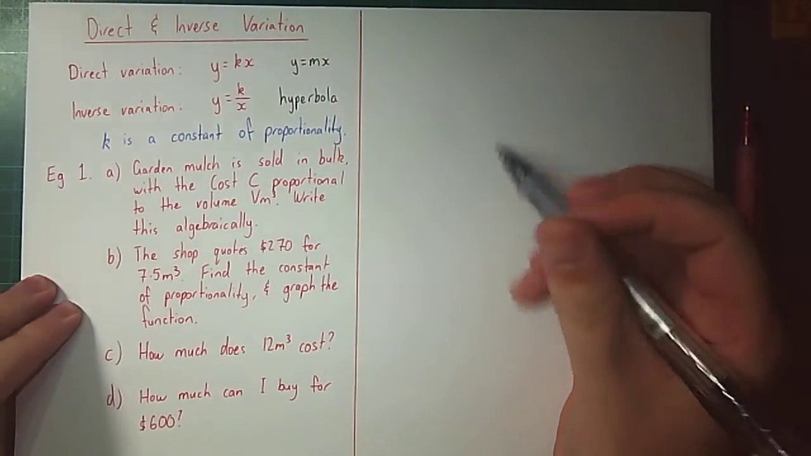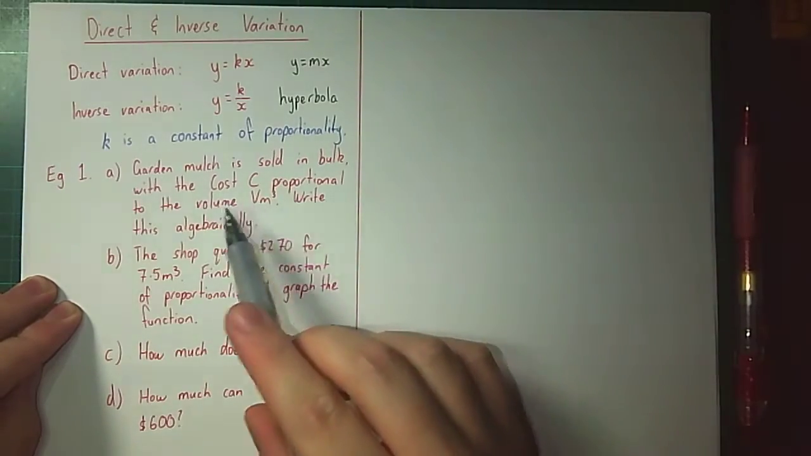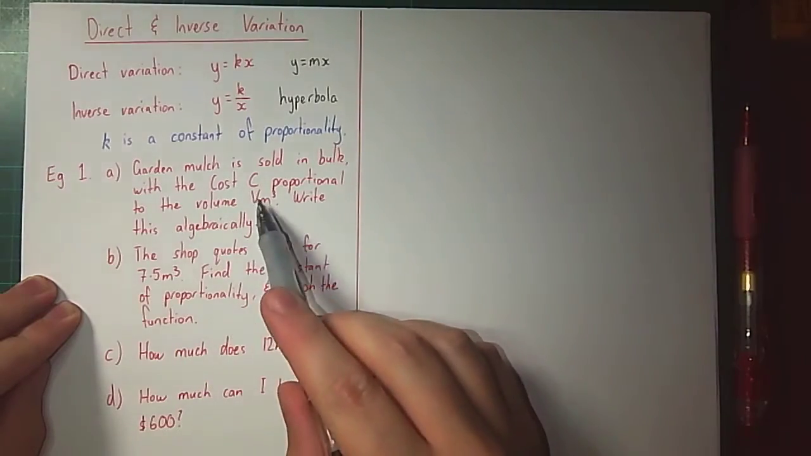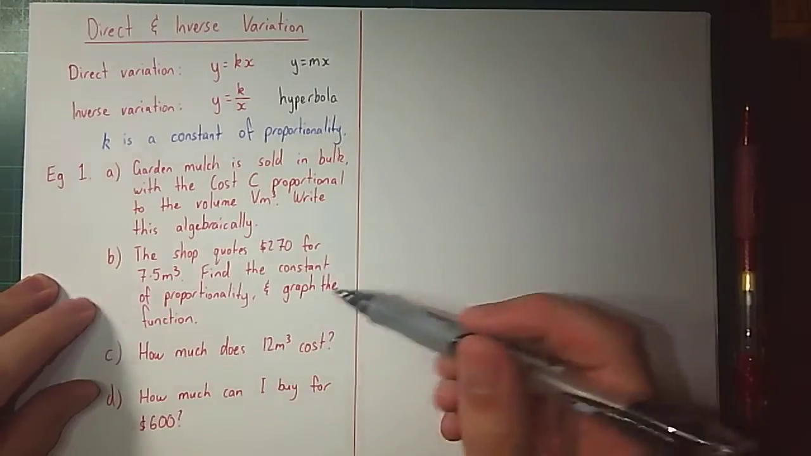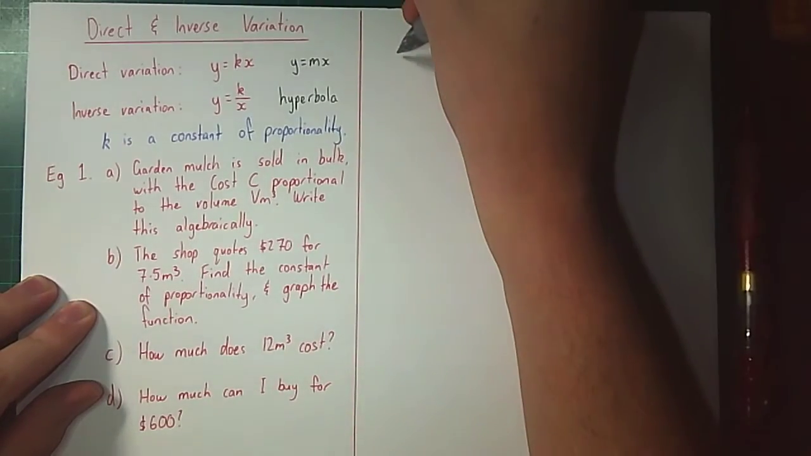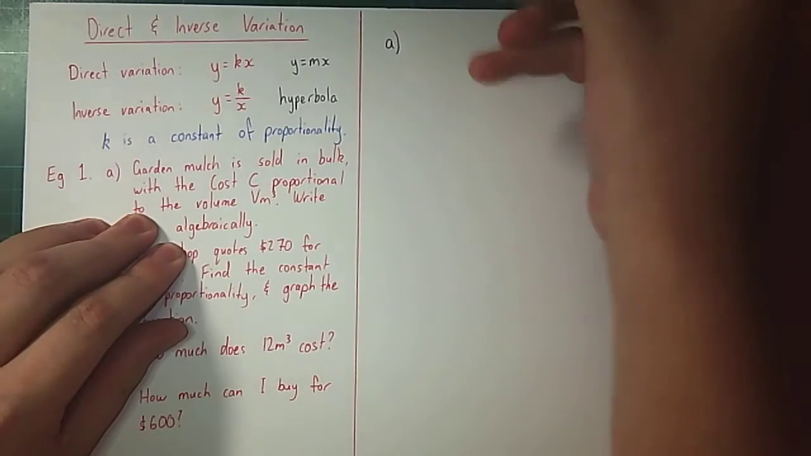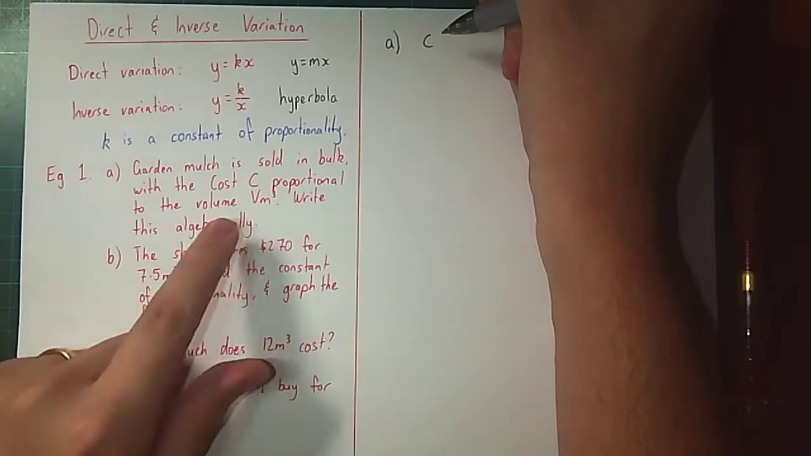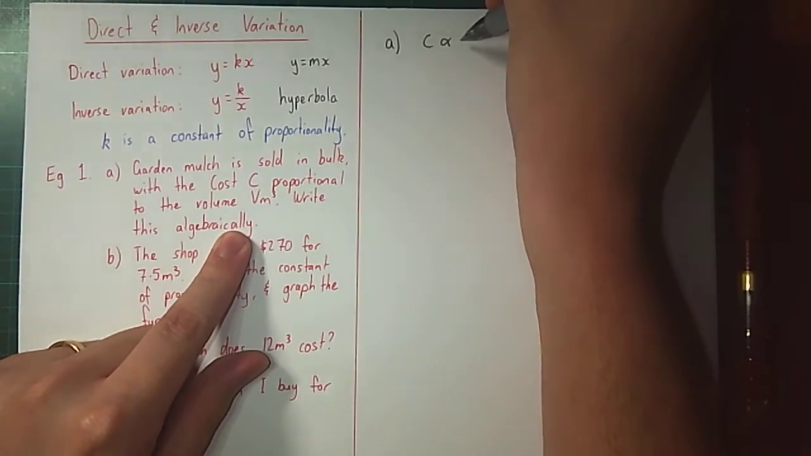The first example, we're looking at that garden mulch is sold in bulk with the cost C, which is proportional to the volume V, which is in meters cubed. We have to write this algebraically. So we're going to be using a new symbol, or new to most people. What this question is saying is that C is proportional to the volume.